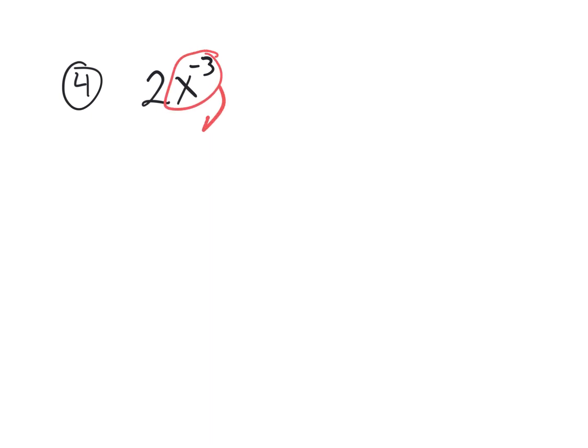Circle it. Draw an arrow to the other side. The other side of what? The other side of the fraction. You might be thinking, there is no fraction. Yeah, there is. Check it out. Just put a fraction bar right there, and now it's a fraction.